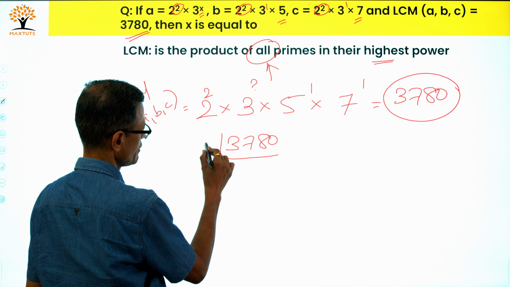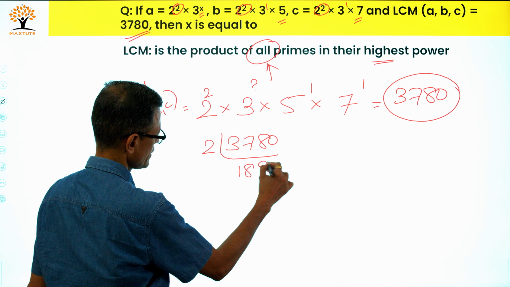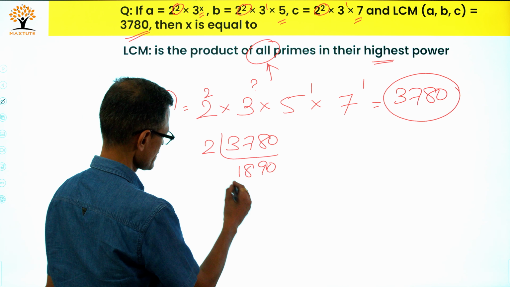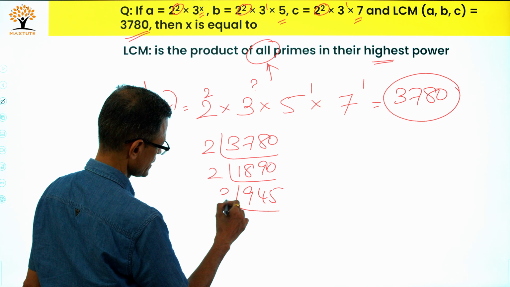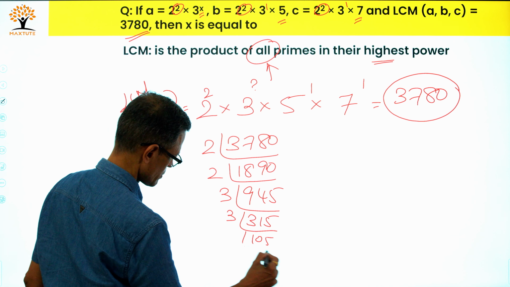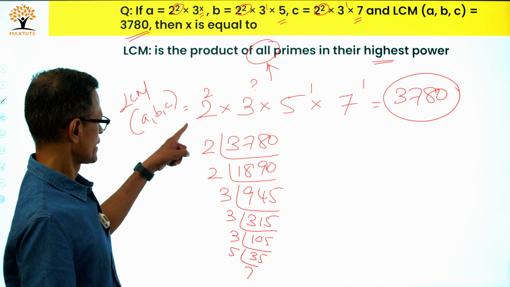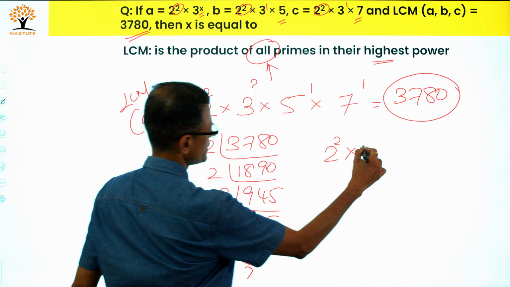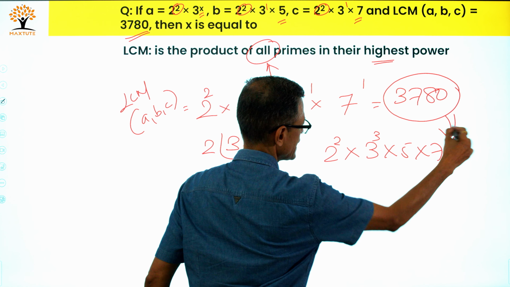3780 is an even number divisible by 2. So this is going to make it 1890, which is divided by 2. This is going to be 945, divisible by 3, 315, divisible again by 3, 105, divisible again by 3, 35, divisible by 5 makes it 7. So it is 2 square times 3 cube times 5 times 7 is what our 3780 is.